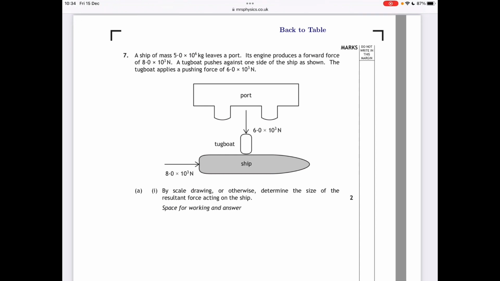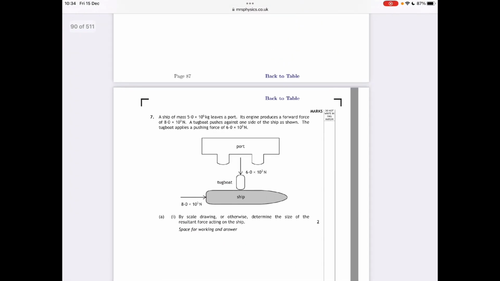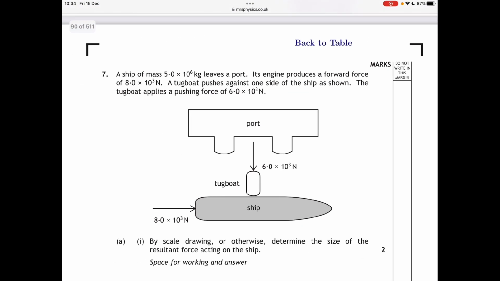So again, this is from the 2015 past paper for National 5, and it's question 7. A ship of mass 5.0 times 10 to the 6 kilograms leaves a port. Its engine produces a forward force of 8 times 10 to the 3 newtons. That's this force here and this force here.